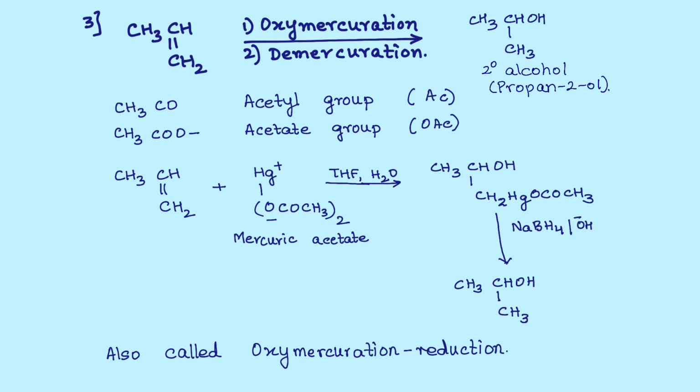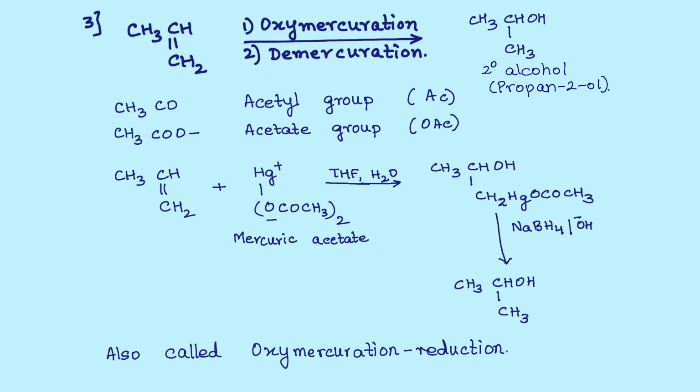Now coming to the steps. First of all, remember CH3CO. In short, you will find it written as Ac at a number of places, which is acetyl group. You add one more oxygen, so OAc, and now it becomes acetate group, CH3COO. Why I am telling you this is because the next compound that we are writing over here is mercuric acetate.